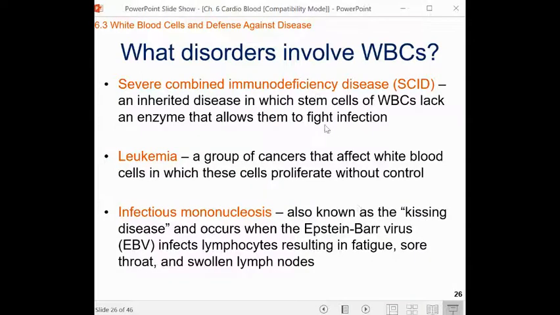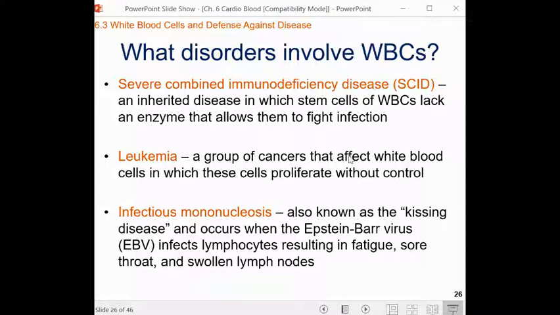So let's talk a little bit about some of the disorders that involve white blood cells. You can get severe combined immunodeficiency disease. It's inherited, and it's where the stem cells of white blood cells lack the enzyme that allows them to fight infection. You basically end up with someone who has no immune system whatsoever.